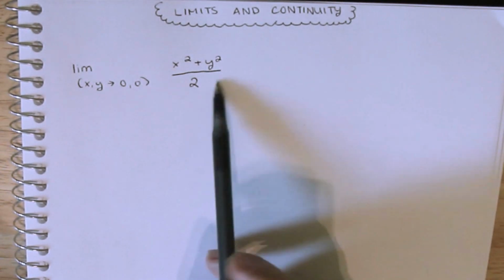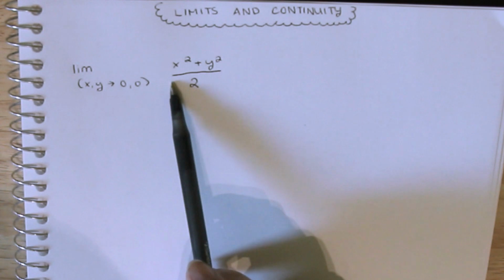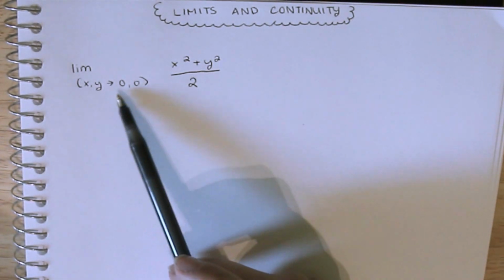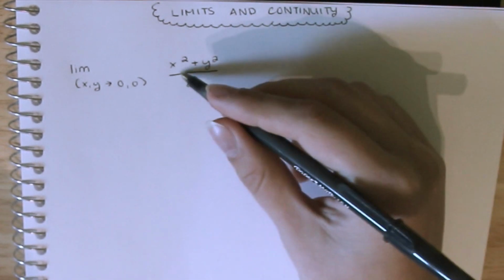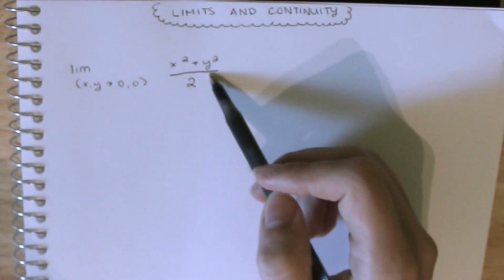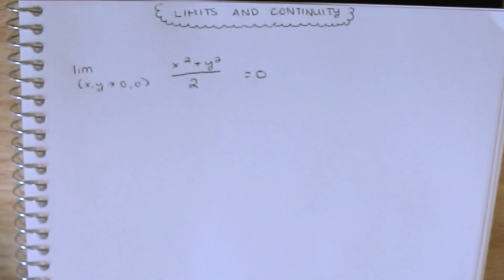In this case, it's easy. This is a continuous function. I hope you can see that. So how about we just try plugging in x equals 0, y equals 0, and we're going to see what happens. Well, we're obviously going to get 0 squared plus 0 squared over 2, which is 0. So that's easy, and we can do that.